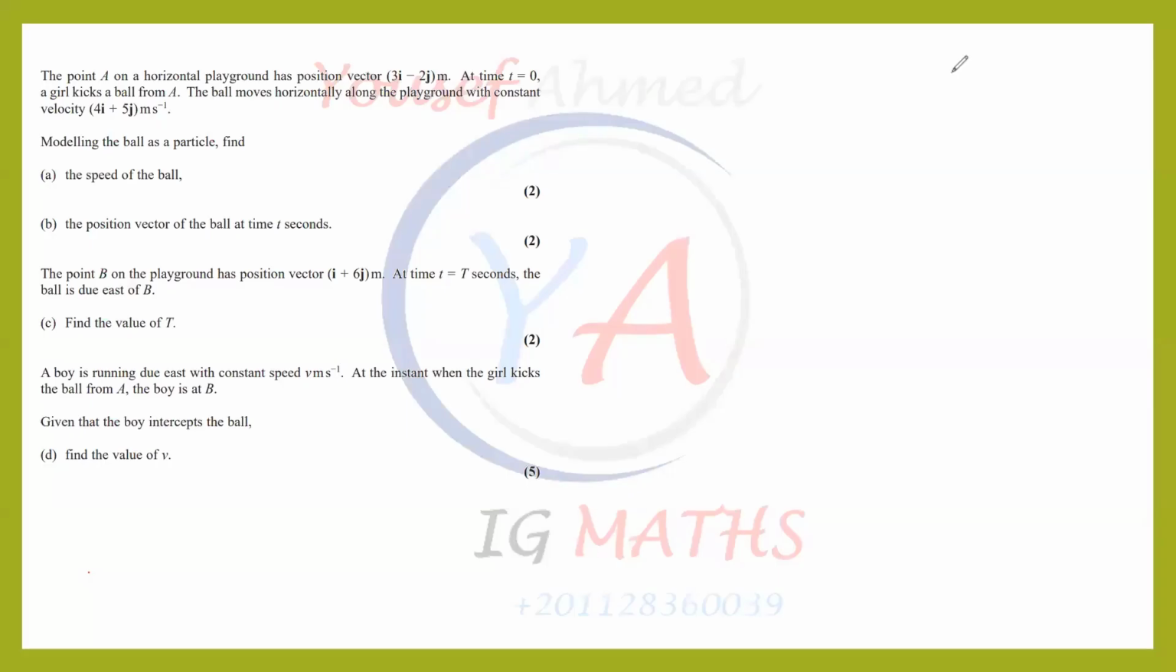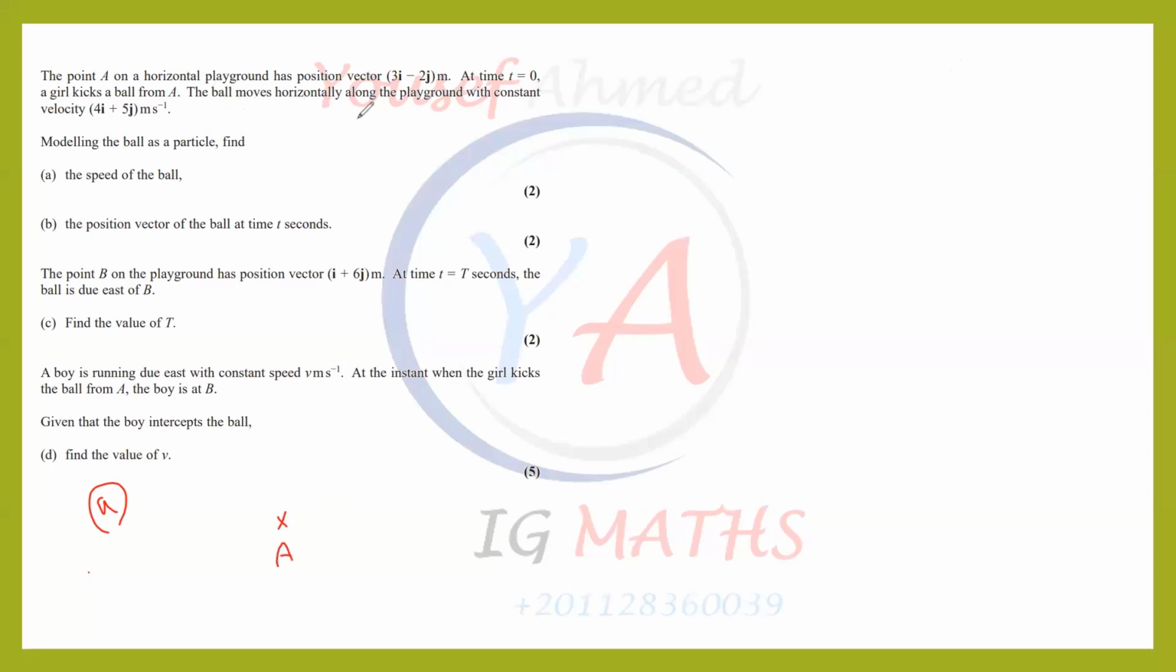Now let's move to this point. The question says the point A on horizontal playground has position vector 3i minus 2j. At time t, a girl kicks a ball from A. So here, for example, if you're working on part A, we have a point A on a playground where a girl kicks a ball at point A.